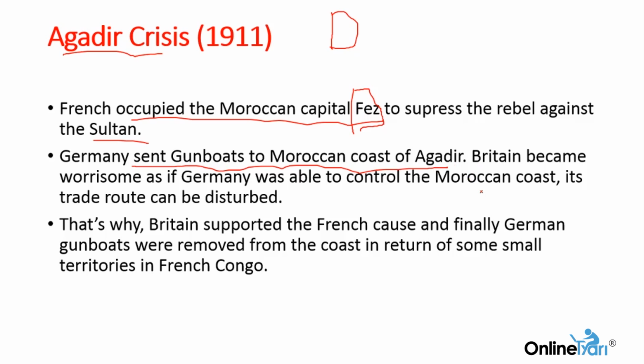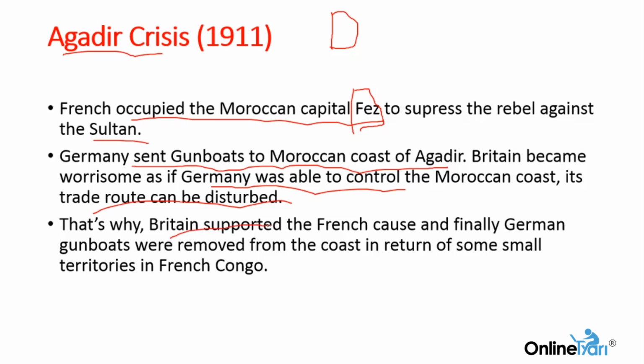And Britain became worried, as if Germany was able to control the Moroccan coast, its trade routes could be disturbed. Britain was a naval power, and to have world trade, you need to secure trade routes, and Agadir was a part of the British naval routes, where British interests were high. So wherever British interests came, they always went against whichever power was trying to have influence on their particular trade route. So Britain announced that Germany could not control the Moroccan coast.